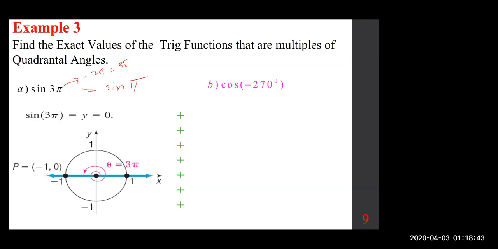Now let's look at the next one, cosine of negative 270 degrees. Let's give everybody a moment to figure this out. Okay, so let's see what we get. When we say negative 270 degrees, that means we're going to go clockwise.